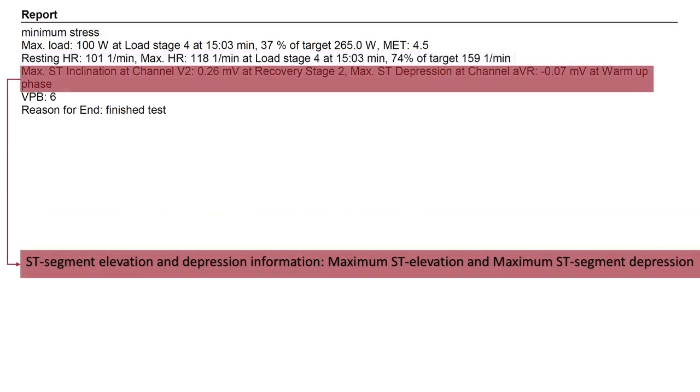Then we get ST segment information. Remember, if ST segment elevation or depression exceeds 0.2 millivolt, then it has clinical importance, and it did, especially in lead V2. The highest one was 0.26, and this was found during the recovery stage and can be indicative of injury to the heart. Then the maximal ST segment depression was in aVR, which is inverted, so it's actually ST segment elevation, and that is not of clinical importance because it does not exceed 0.2 millivolts.